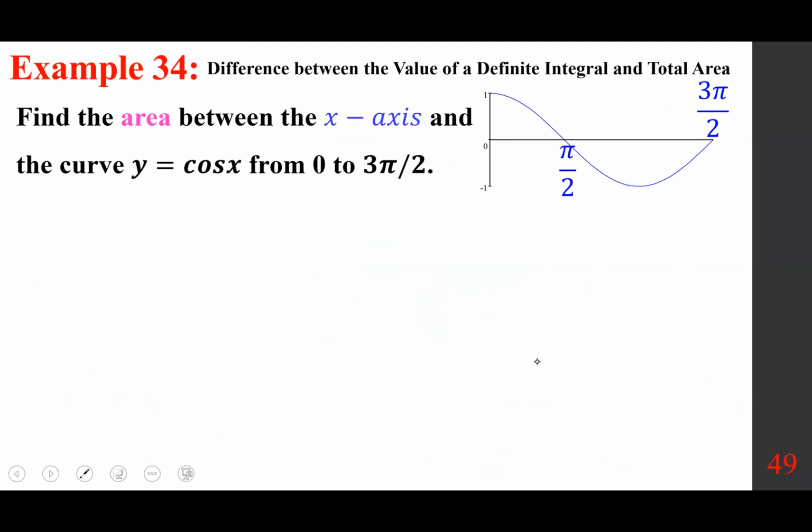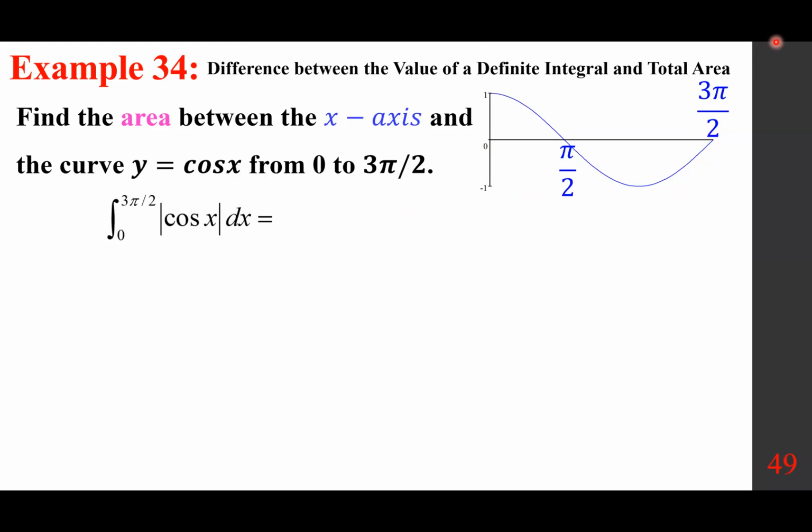Here's the last one. We want to find the area between the x-axis and the curve y equals cosine x from 0 to 3 pi over 2. Remember, if we continue, it becomes a complete cycle at 2 pi. That's the graph of the cosine function. And so what do we have here?